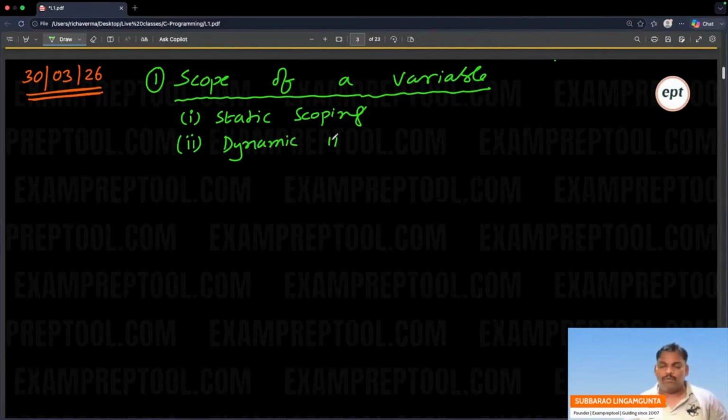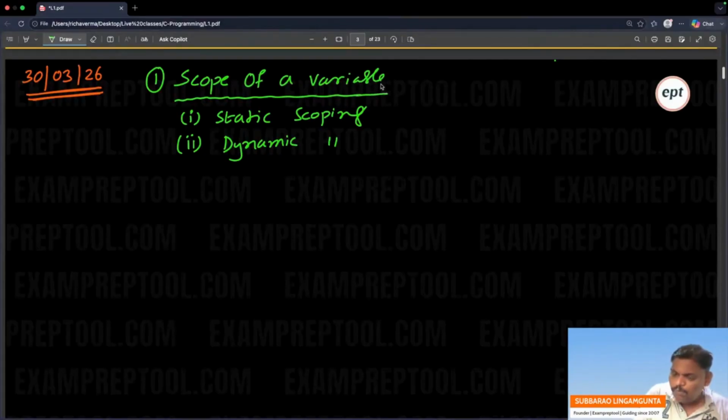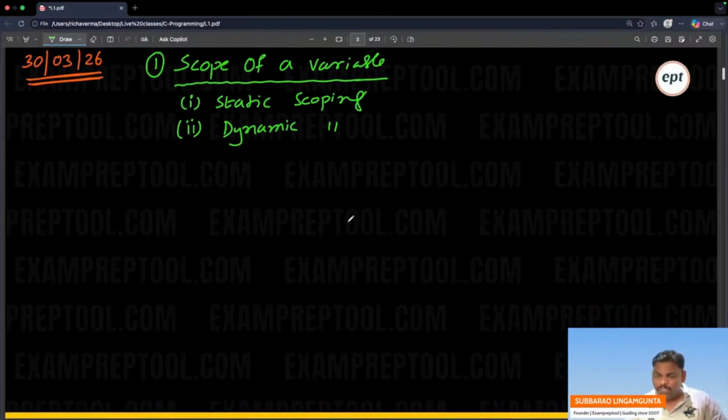Scope of a variable. That is the topic name. There are two things: static scoping and dynamic scoping. So what exactly do these two mean? I will explain now. Everyone try to understand. I'm going to explain the first problem.